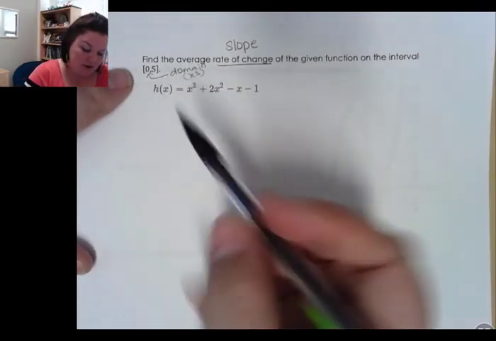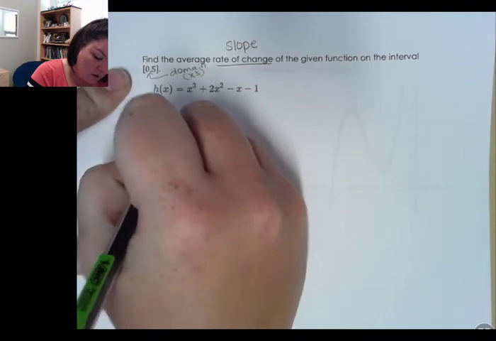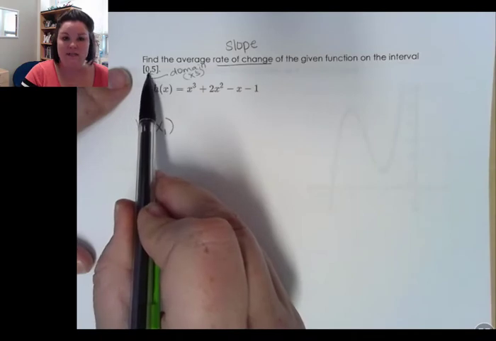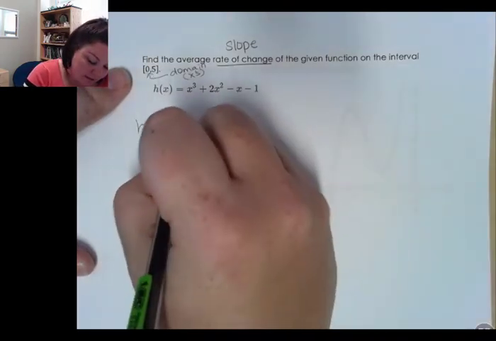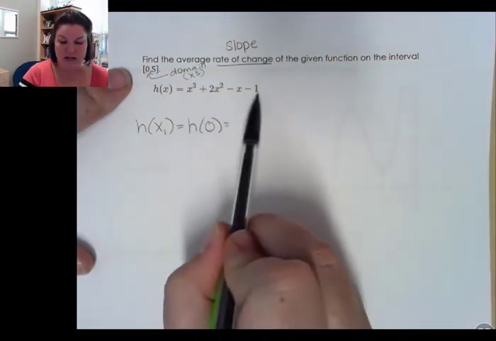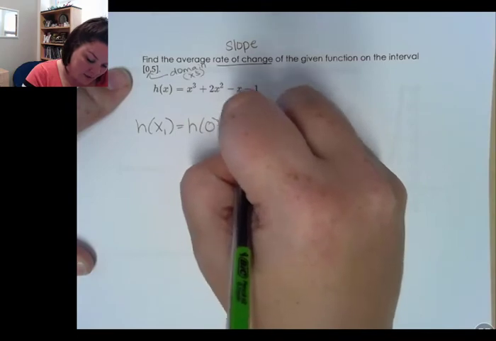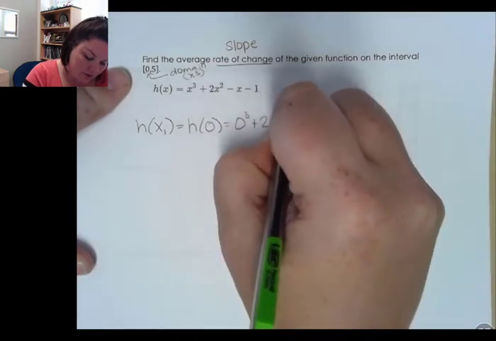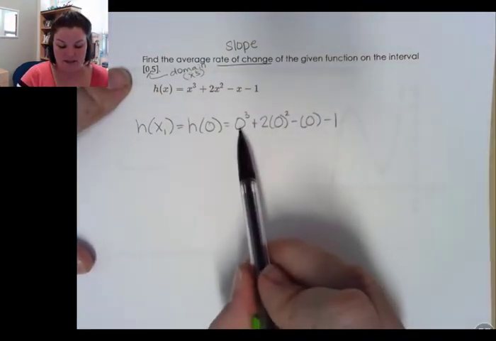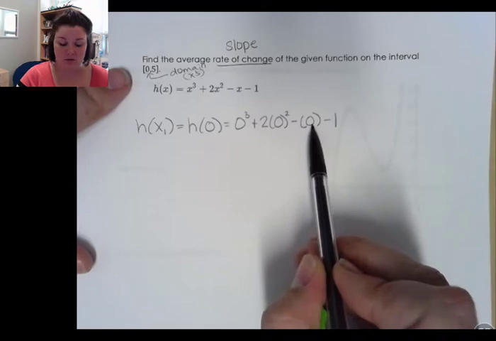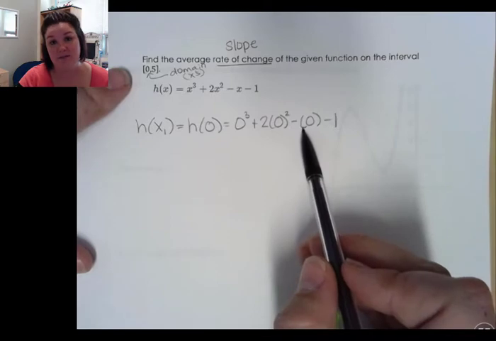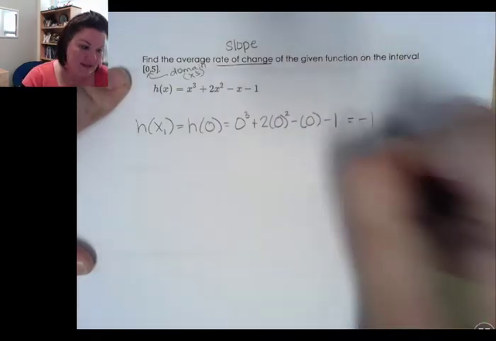Okay, so let's first figure out h of x1. So we want to plug in our first x value into the function, and our first x value on this interval is 0. So we're basically calculating h of 0. So I'm going to plug a 0 into this function everywhere I see an x. So I get 0 cubed plus 2 times 0 squared minus 0 minus 1. Okay? And notice all these terms that have zeros are just going to become 0, right? 0 cubed is 0, 0 squared is 0, times 2 is still 0, minus 0 is still 0. So what I end up with is a negative 1.